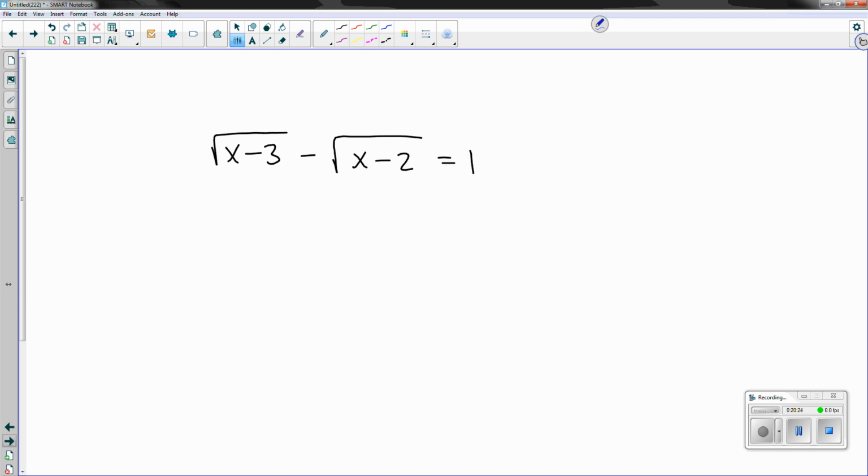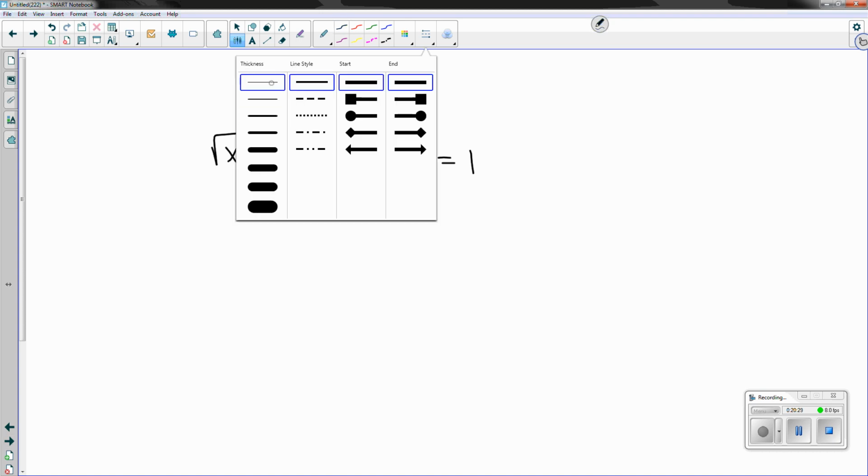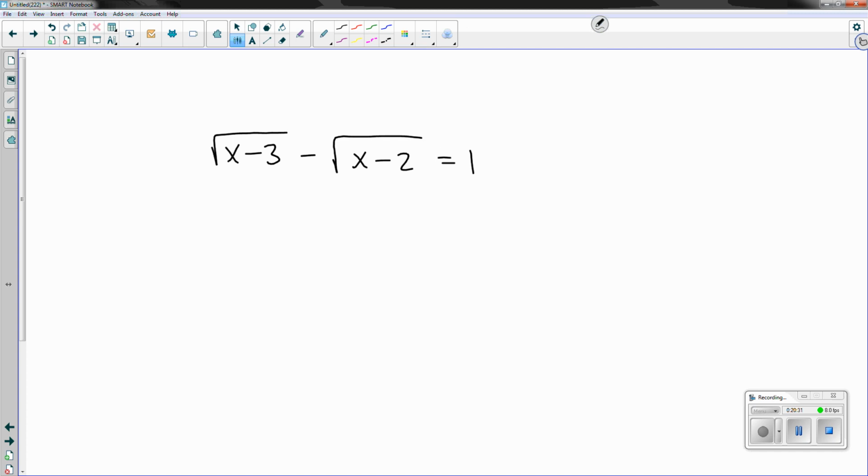Next, pretty similar to the last one, but I just want to show you some algebra related to solving this one. So I could move that square root of x minus 3 to the other side, or I could move the square root of x minus 2 to the other side and create a scenario that's very similar to the last example. But I want to show you what it would look like if we have to do a double distribution where both terms are square roots.